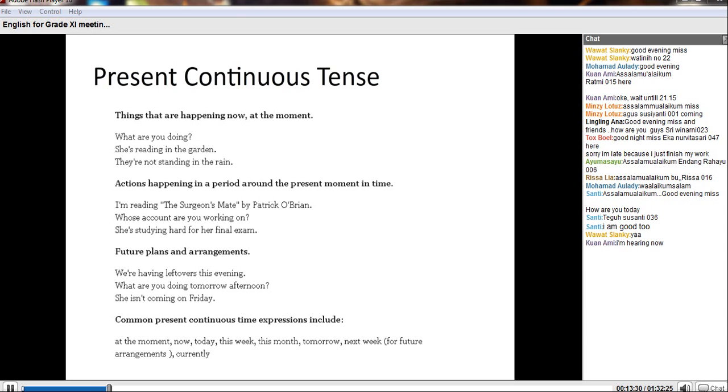Seperti ini. She is reading in the garden. Berarti yang ngomong she is reading in the garden itu dia mendeskripsikan bahwa ada perempuan sekarang tuh sedang membaca di taman. Yes, good. I'm listening now. Atau misalnya, ini kalau tanya, what are you doing? Oh, she is reading in the garden. Atau they are not standing in the rain. Oh, mereka nggak berdiri di kehujanan. Okay? Do you understand about this part?